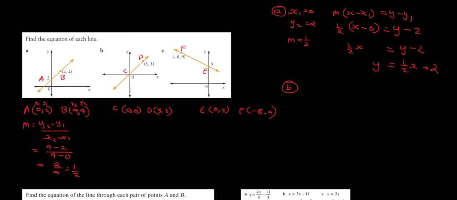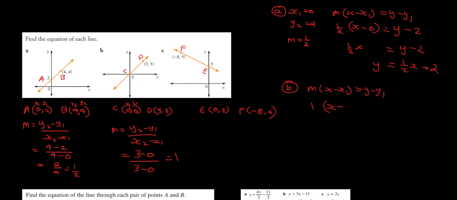Let's have a go at the second one. Let's work out the gradient first. We've got y2 minus y1 over x2 minus x1. Hopefully we can see without writing them down that y2 is 3 minus 0, and we've got 3 again minus 0, so we've got a gradient of 1. It seems pertinent to use x1, y1. So write down our gradient intercept formula. We've got a gradient of 1, times x minus 0, equals y minus 0. So I'm distributing there, we get x, 1 times 0 is 0, so we just get y is equal to x.